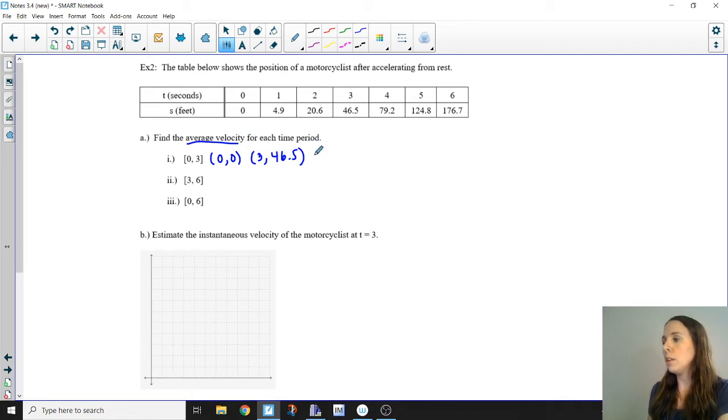Okay. So let's do slope, which is 46.5 minus 0 over 3 minus 0. And that is 15.5. What are the units? Feet per second.